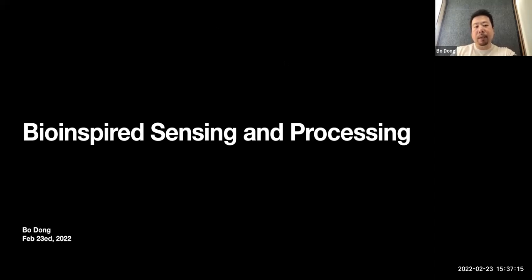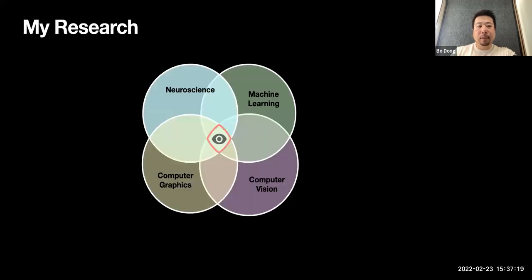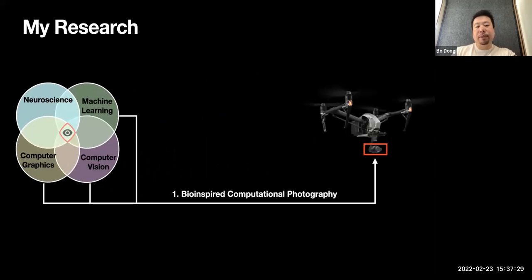It's called bioinspired sensing and processing. My research lies at the intersection of computer vision, computer graphics, machine learning and neuroscience. One research direction is to leverage bioinspired computational photography to enhance the sensing capability of current sensors, especially in dealing with different degraded conditions.